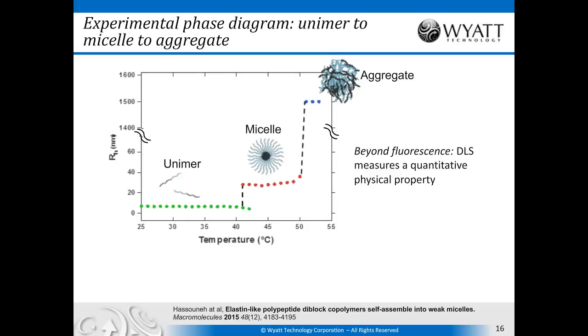So rather than fluorescence, which is loosely correlated to some change in the environment, you're actually seeing the size change from the size of the unimer here at about 8 nanometers. So formation of micelle up at about 30 nanometers. And then once you reach about 50 degrees, you have wholesale aggregation.